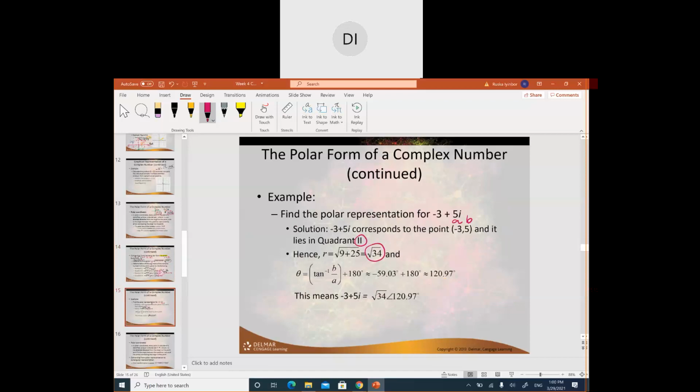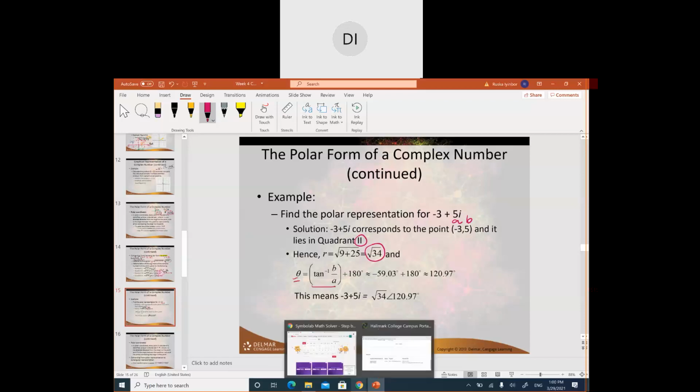Now, finding theta, you're going to do this. You're going to put tangent inverse in the calculator. So I need to do tangent inverse of b over a. In the calculator I have to put tangent inverse, that's what it's called, tangent -1, of 5 over -3. That's what I need to put in my calculator.